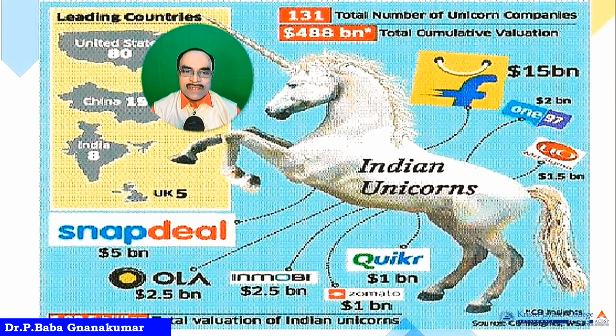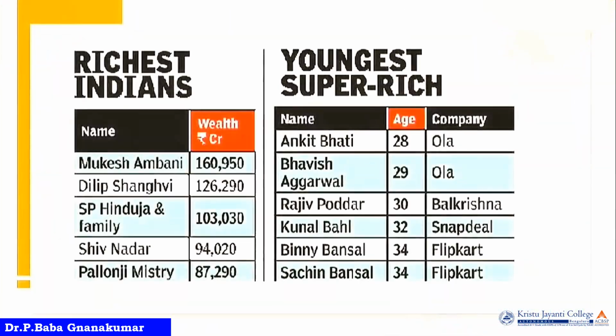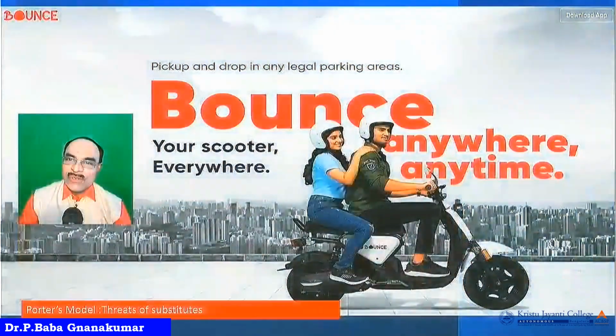Of course, first organization with young people, they entered into the wealth of the unicorns. When they mention the youngest rich, Ankit Bhati and Bhavesh Agarwal came into the first place at the age of 28 and 29. That is the unicorn style of Bhavesh Agarwal.